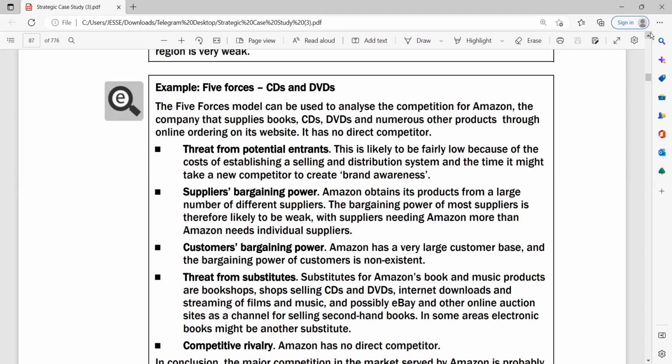They have customers' bargaining power. Amazon has a very large customer base, but I don't think customers have too much power when it comes to bargaining, right? I don't think customers have the ability to drive prices down, stuff like that. Even though customer feedback is important on Amazon, I'm not sure if they are able to drive prices down.